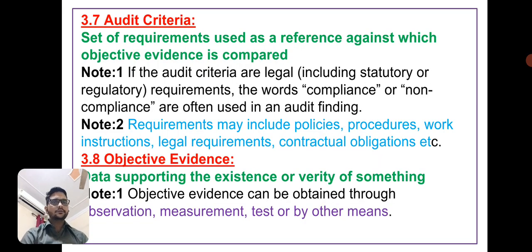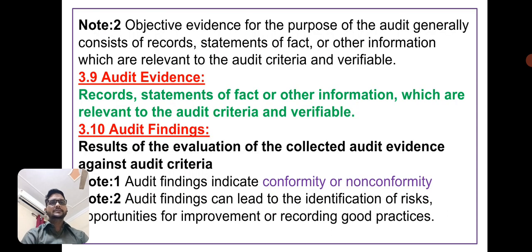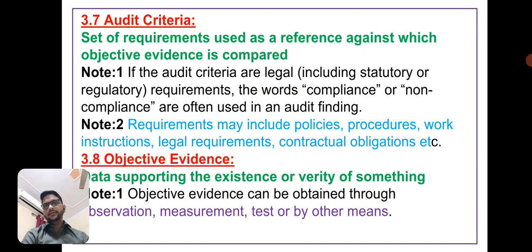Audit criteria, actually, audit criteria is a set of requirements used as a reference against which objective evidence is compared. It means: what are the evidences you have collected that are compared with audit criteria? What are the criteria? That criteria may be legal requirements, that is statutory or regulatory requirements, or compliance, non-compliance, what is used in that direction.